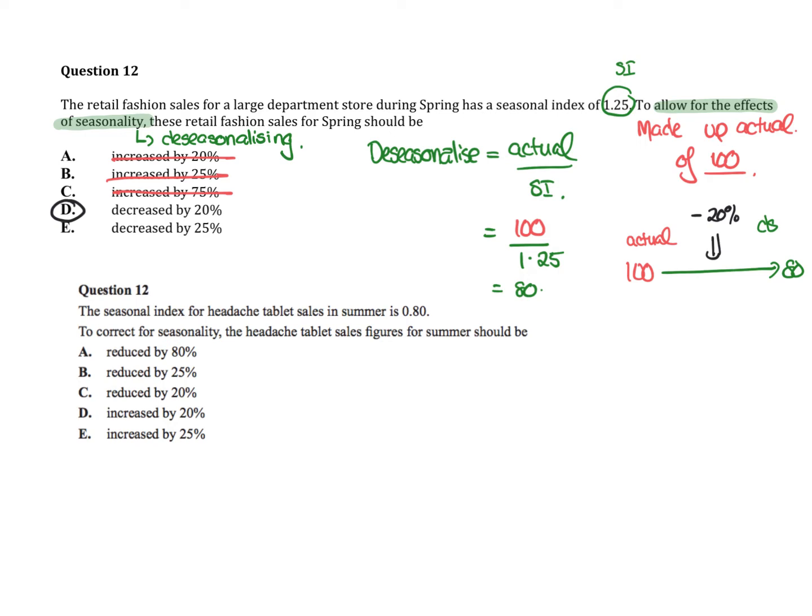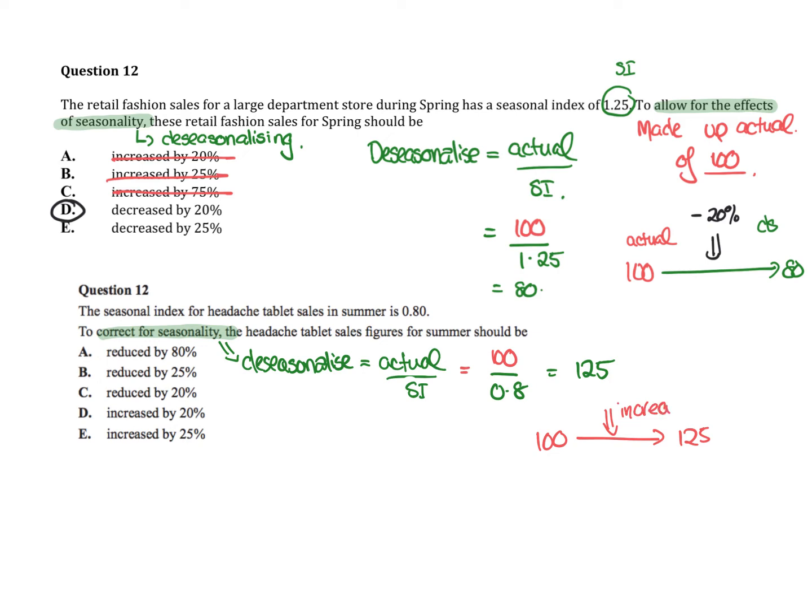So it says the seasonal index for summer is 0.8. To correct for seasonality, remember, correct for seasonality means deseasonalize. So you write deseasonalize, and you know that means actual over seasonal index. So here they want to know what's actually happening when you deseasonalize it. So if I use my made up 100 and I divide it by their seasonal index, I end up with 125. So I've gone from 100 up to 125. So what have I done? I've increased, which makes sense because this was below average. I've increased by 25%. Okay? So once again, you could think about it. If summer was below average, then when you're deseasonalizing, you should be increasing it. So you could get rid of those three.